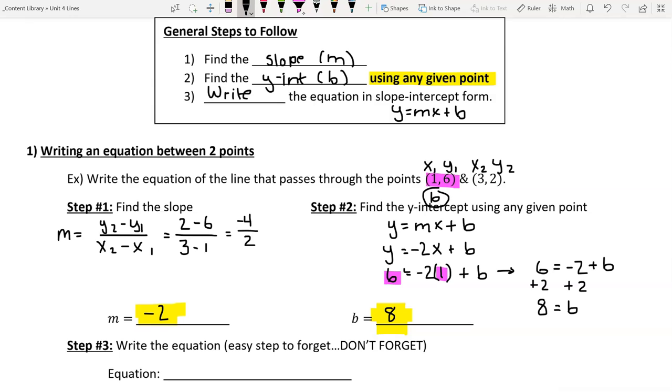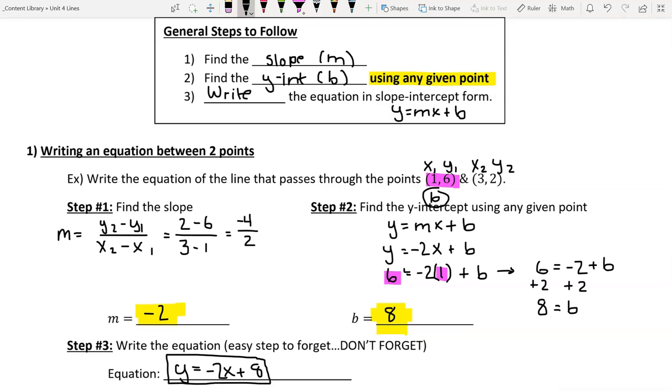And then this last part, some people forget, is we are writing an equation, just like we did yesterday. So y equals, m is -2. M always has an x, plus 8. Look, this is just like what we did yesterday, but we had to do more work to find m and b. That's the only difference: I had to do work to find m and do work to find b.